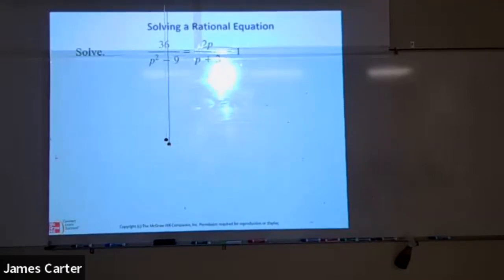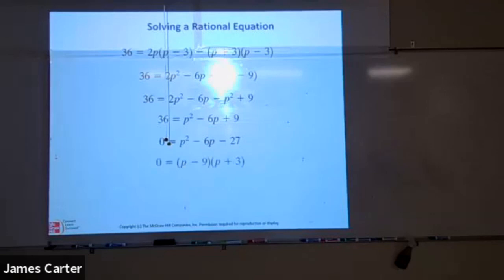And with that, this is just more of the same. P + 3 is a factor of p² - 9. And so it's done the same way. It ends up being a quadratic, which we have to factor to get the final answers.